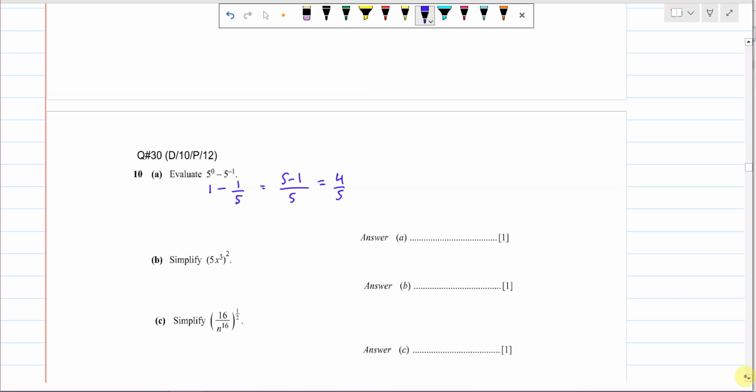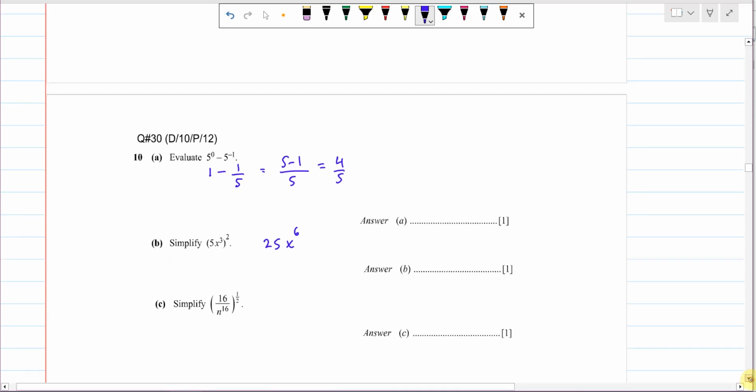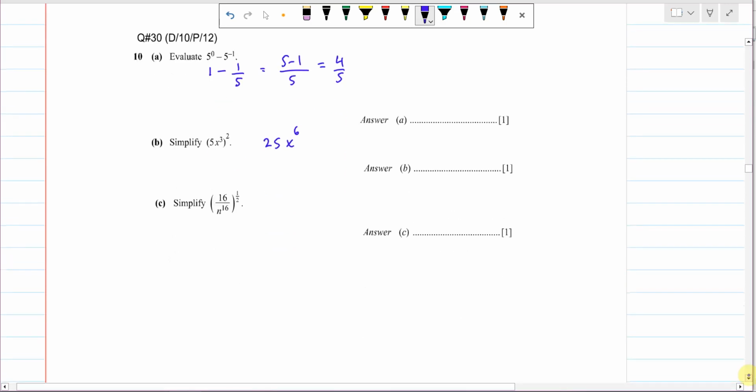Part B, simplify. Whole power is like a sunlight. So 5 power square is 25. x to the power 3 twos are 6. Again, you need to apply that whole power on both numerator and denominator. So it will be 16 to the power 1 upon 2 divided by n power 16 and whole power 1 upon 2. 16 power 1 upon 2, or you can say the square root of 16 is 4, and 2 ones are 2, 8 twos are 16, so that leads to n to the power 8.